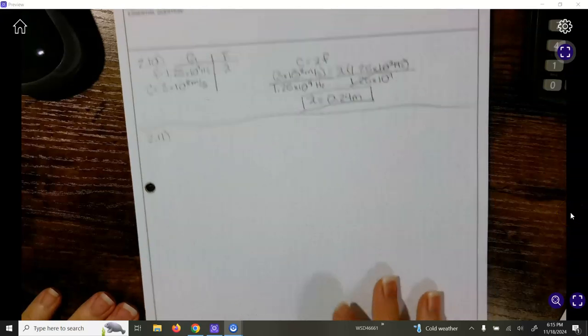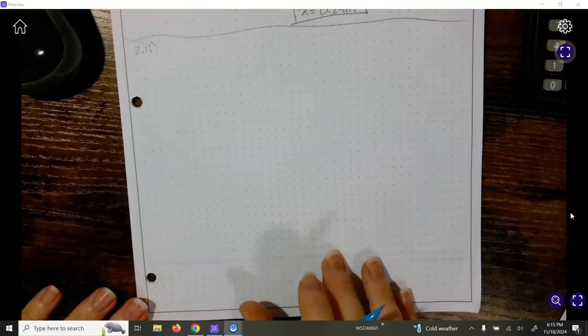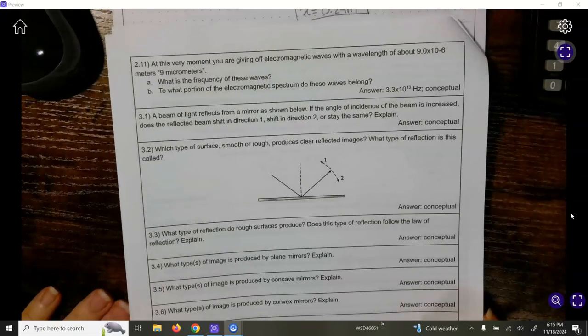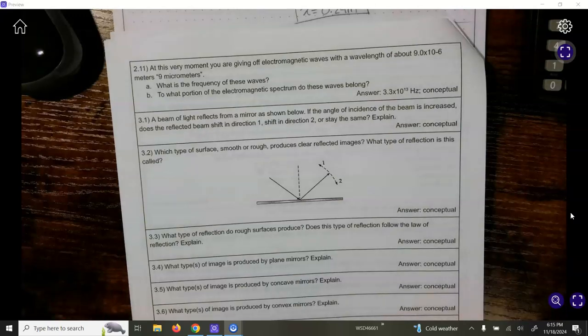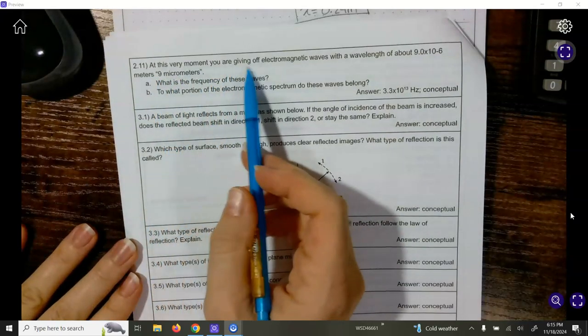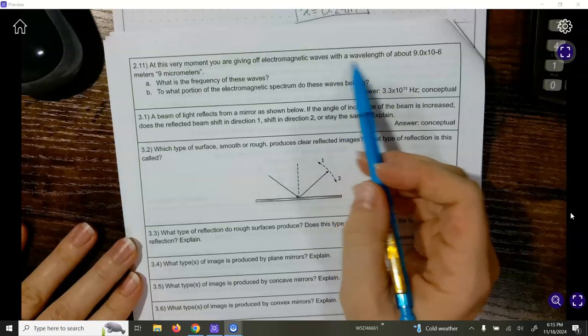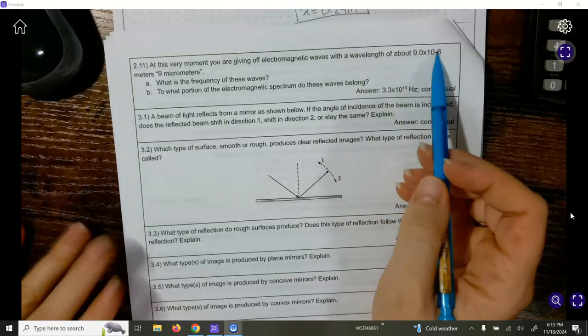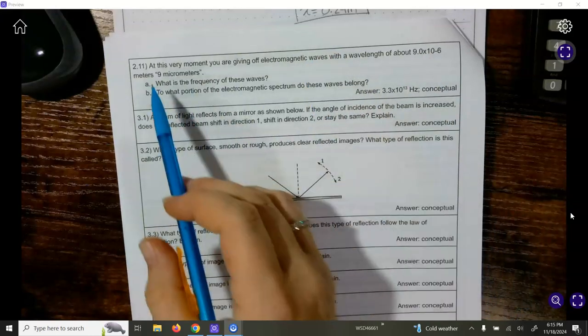Okay, the last question from section 2 that Miss Davis sent me was 2.11. So let's take a look at this question. 2.11 is at the top of the next page. It says, at this very moment, you are giving off electromagnetic waves with a wavelength of about 9 times 10 to the negative 6, I'm sorry it printed that way, meters.